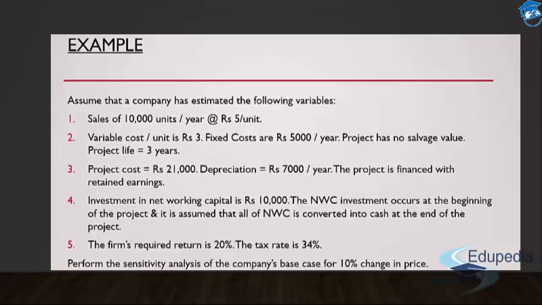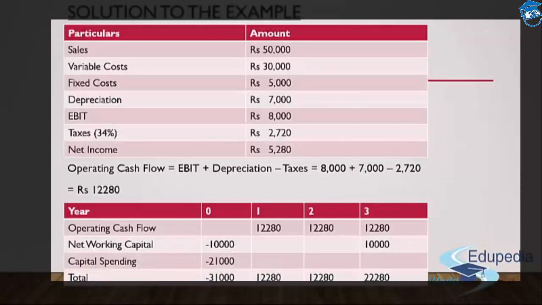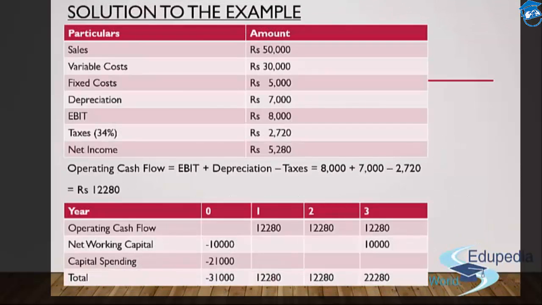Project has no salvage value at all. Okay. So fixed cost 5,000 rupees. Then again, there is a depreciation each year. Depreciation total is 21,000. Project life is 3 years. So technically, my depreciation for each year is going to be 7,000 rupees. I'm still left with 8,000 rupees as my earnings before interest and taxes. I'm going to pay my taxes, that is 34%, that is 2,720. I'm still left with my net income as 5,280 rupees.